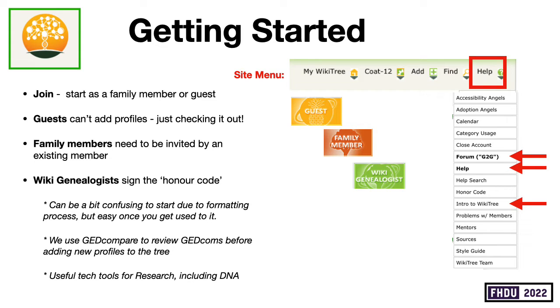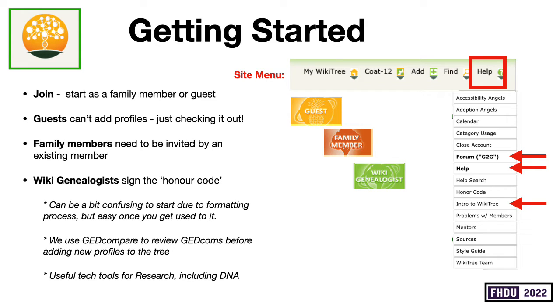So as we work through the presentation, I'm going to show you different aspects of the site menu. And you can see there on the right-hand side that we have a help area. So that's the drop-down list for the help area. And there's lots of ways you can get help. The two key ones there are highlighted.